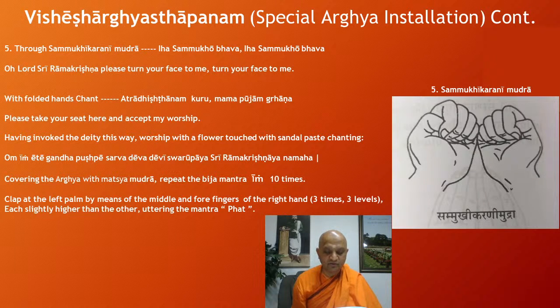And finally the mantra with folded hands: Atradhishtanam kuru mama pujam grihana. So that is a mantra with folded hands. What is the meaning of that? O Lord, please take your seat here and accept my worship. That is the meaning of that mantra. So shall we chant that mantra? Atra adhishtanam kuru. That means, by coming and feeling your presence here, please take your seat here.